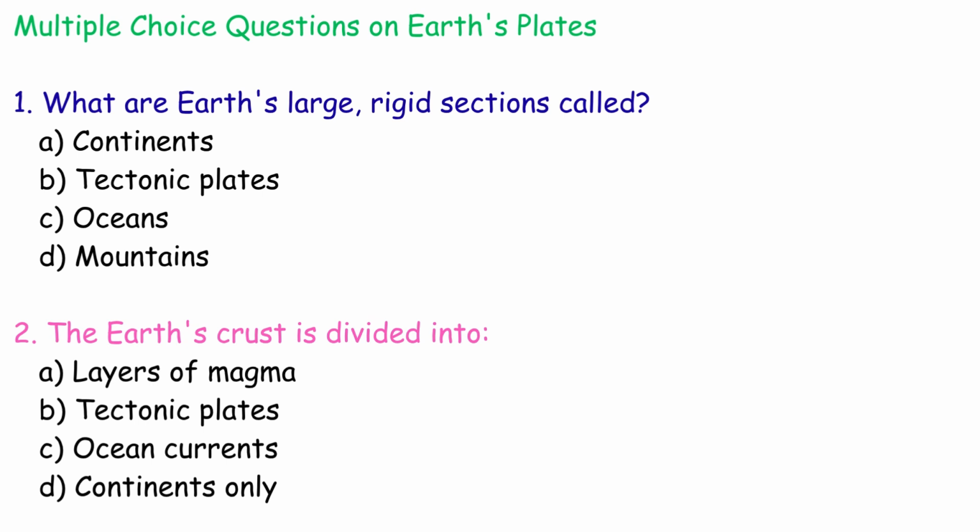Multiple choice questions on Earth's plates. 1. What are Earth's large, rigid sections called? A. Continents. B. Tectonic plates. C. Oceans. D. Mountains. 2. The Earth's crust is divided into A. Layers of magma. B. Tectonic plates. C. Ocean currents. D. Continents only.